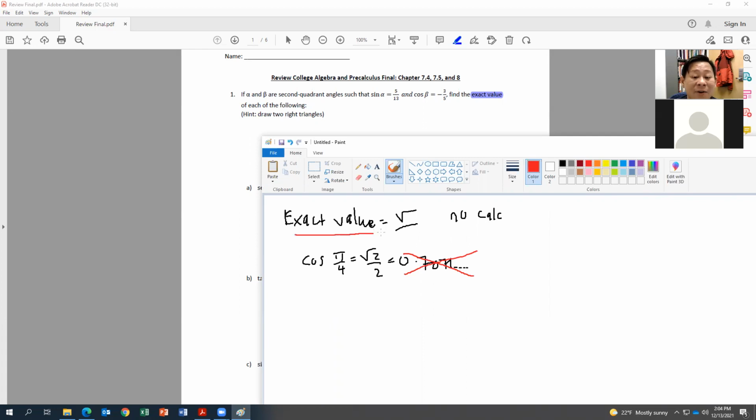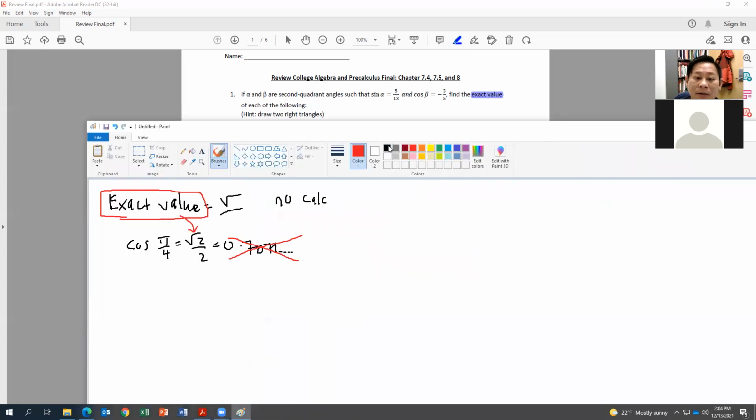So if a question asks for exact value, we are looking for square root answers or fractions, which means that I do not want you guys to give me decimals. If I am asking for exact value and you give me your answer in decimal, where you use your calculator and punch it out, that will be wrong. So that is the first thing you guys need to know here. It's used a lot in chapter 7.